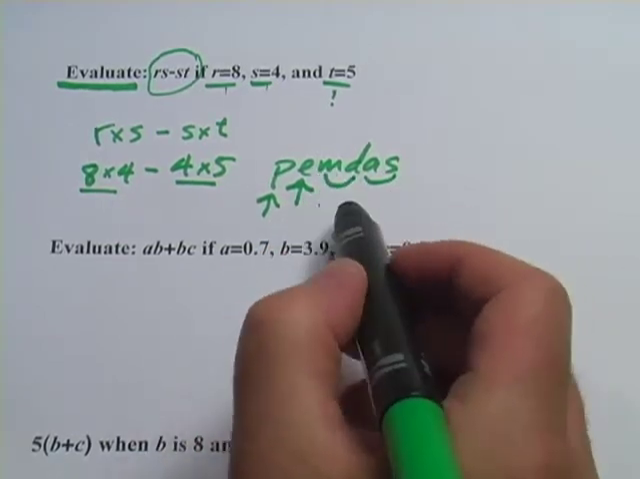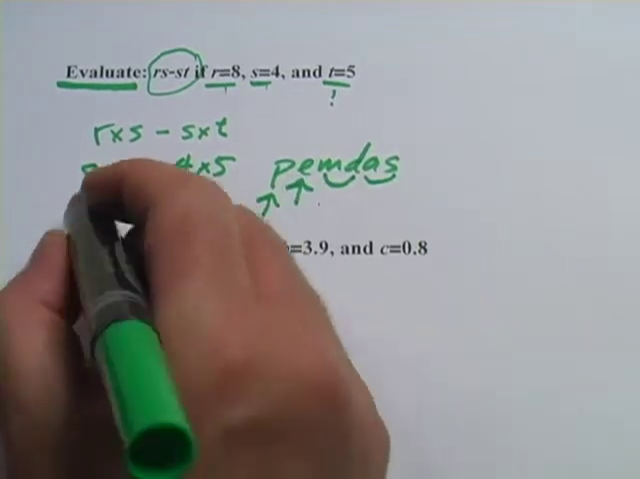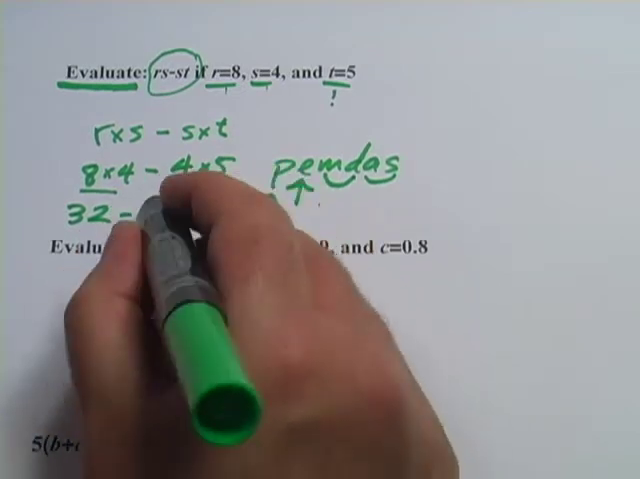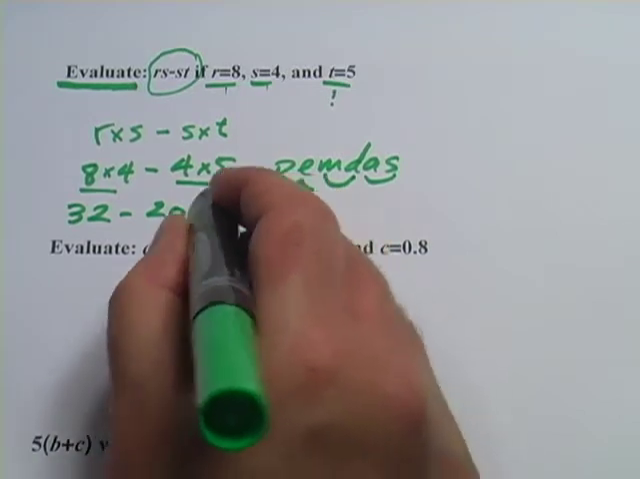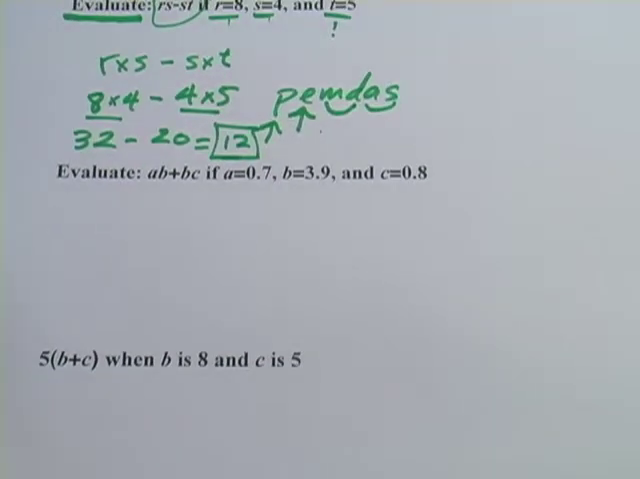So in this one, we've got multiplication and subtraction. We have to do the multiplication first. So 4 times 8 is 32. I'm going to put my minus sign in, and 4 times 5 is 20. Now we have 32 minus 20 equals 12. So that's how to evaluate that expression. Let's look at another one like that.